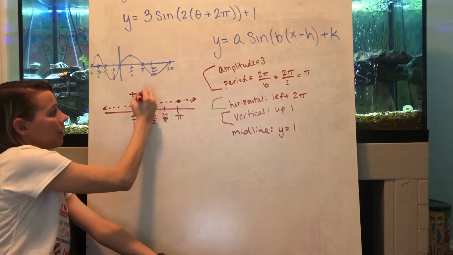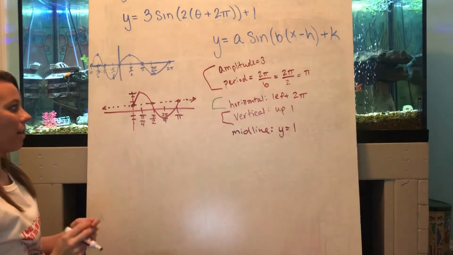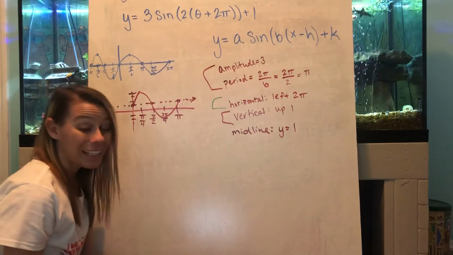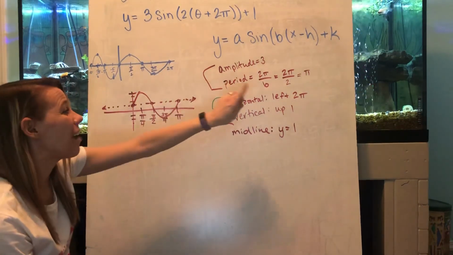So my trig function looks like that with my 5 points. Now I need to go back and redo it and shift everything to the left.